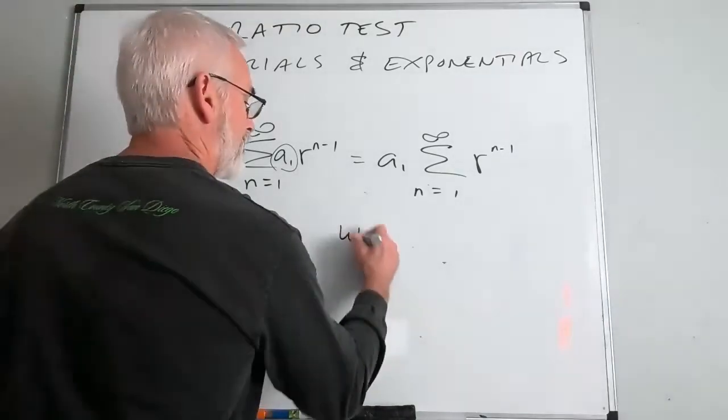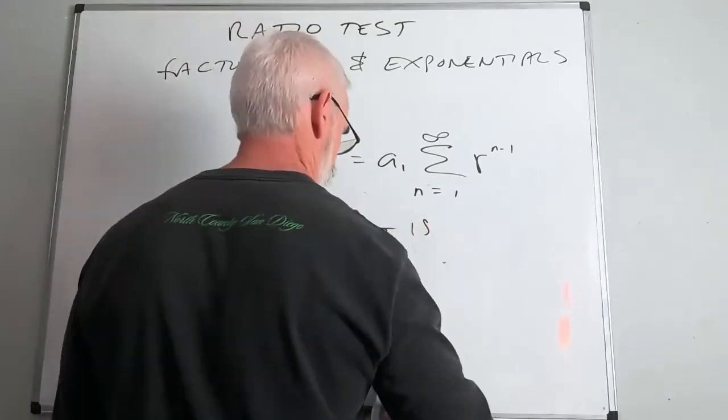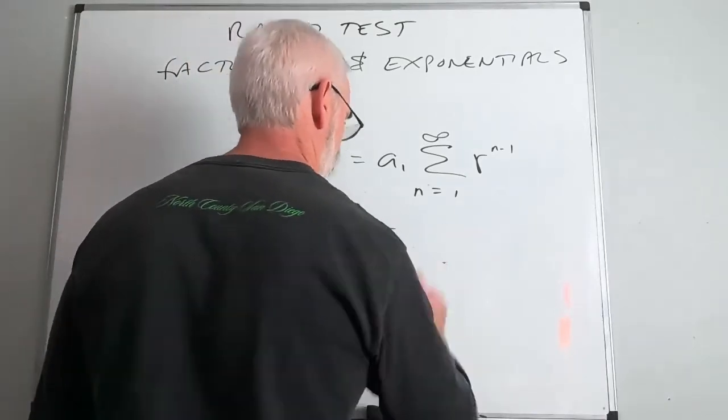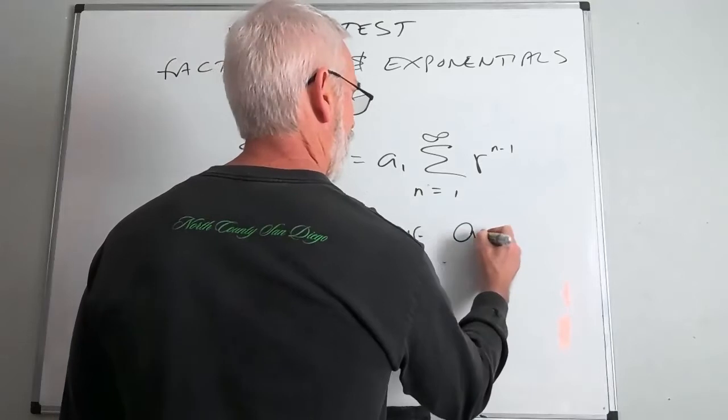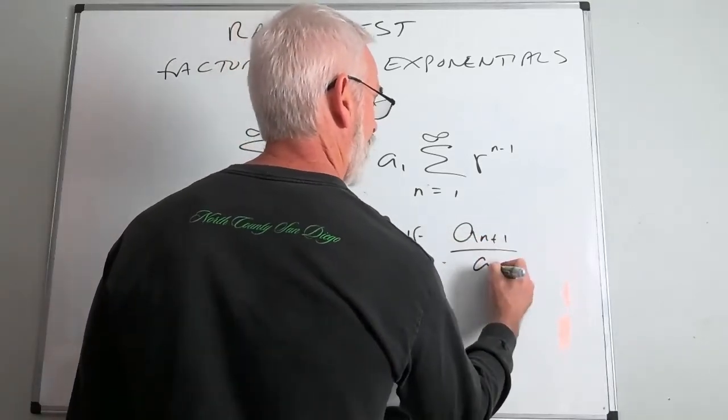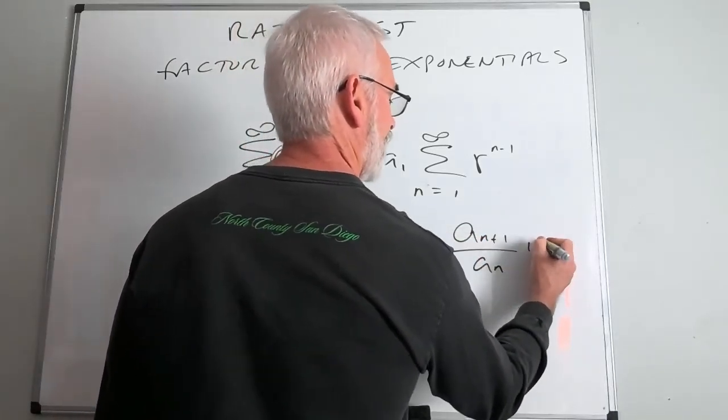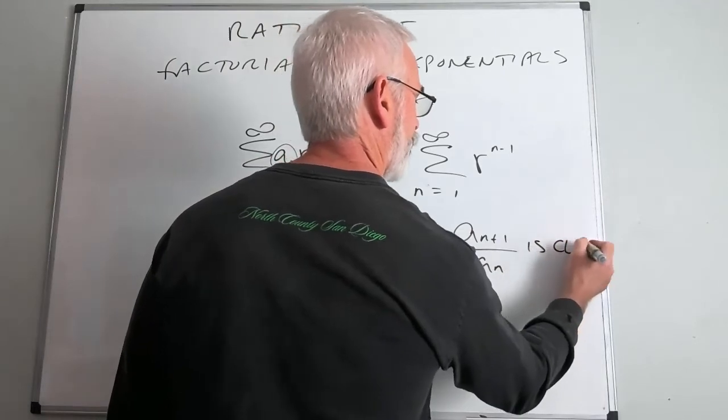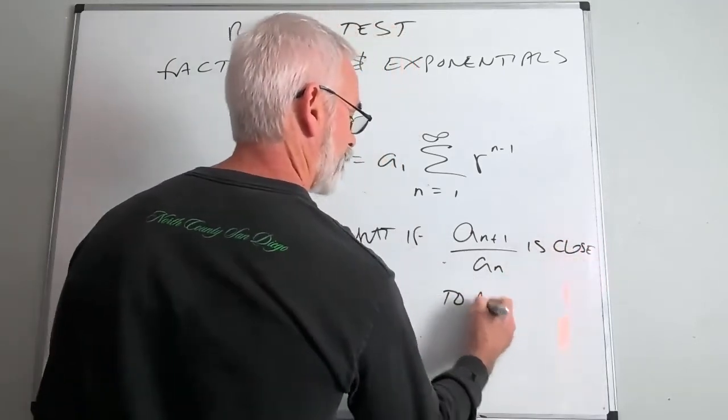let me throw a what if. What if a sub n plus 1 over a sub n is close to a constant.